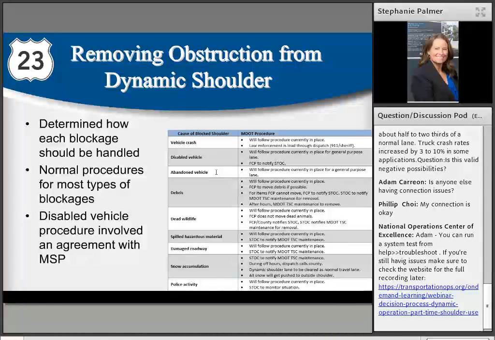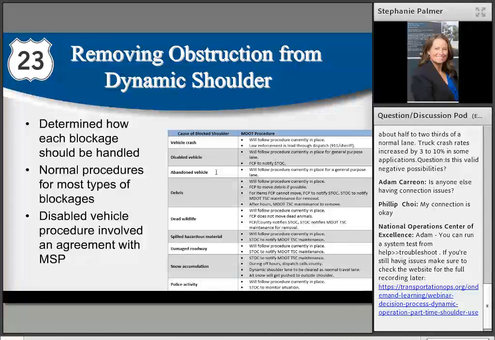Most of the types of debris or things that we would encounter on the shoulder, we were able to follow our normal procedures for. However, for a disabled vehicle, that actually required us to do more coordination, and we came up with an agreement with our state police that we would treat the shoulder as if it's a lane in this corridor because that shoulder is dynamic, it can become an active lane at any point.